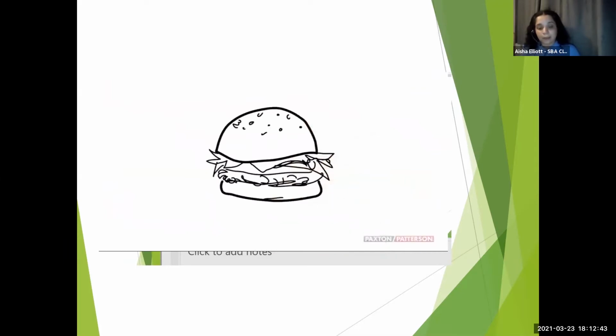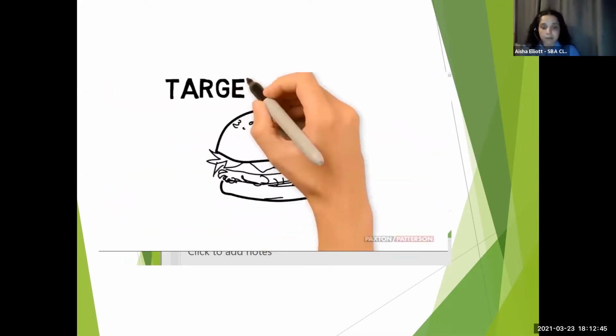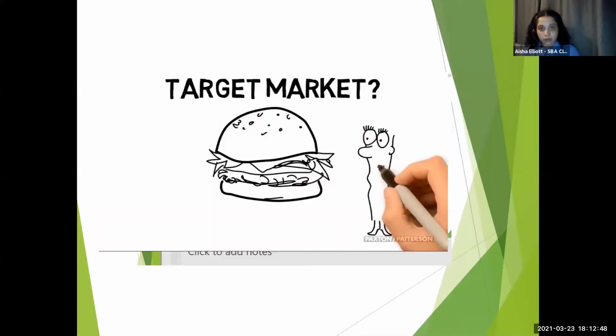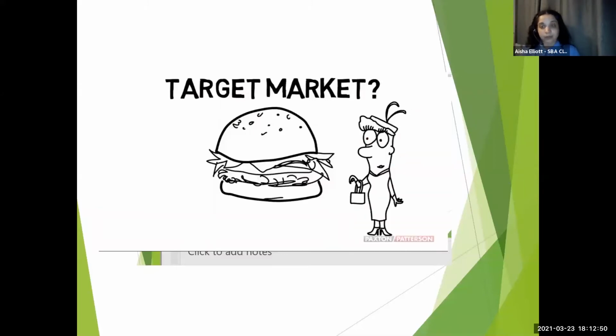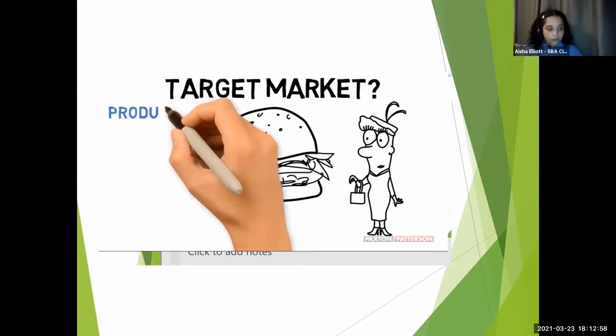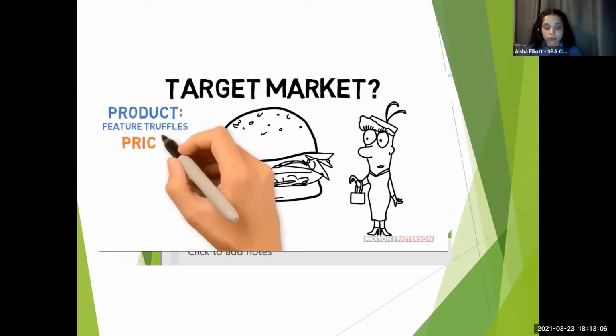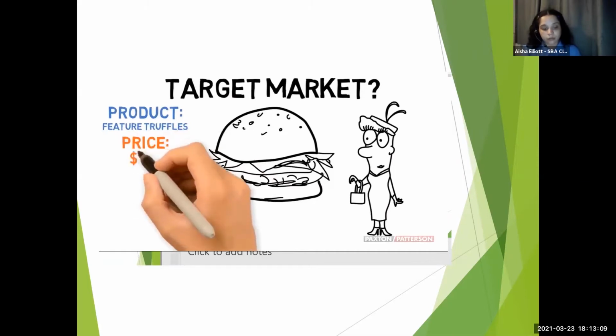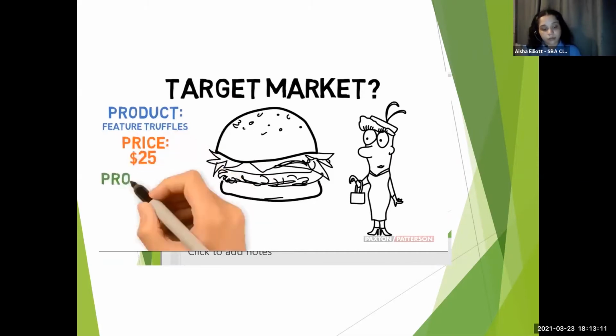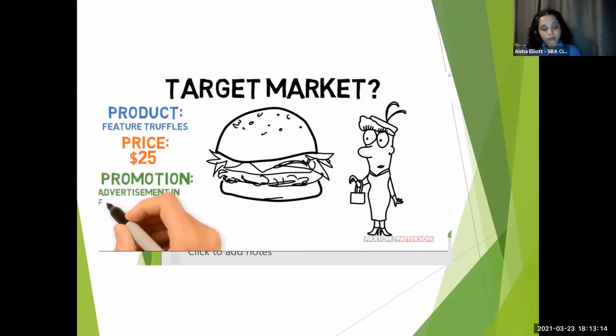Let's say you want to sell hamburgers. Great, but first you need to know your target market. Who are you going to sell hamburgers to? Well, hello there. Your target market will affect your 4 Ps. In this case, you'll want a very high-end hamburger. Consider a product that features truffles, which are super expensive stinky mushrooms. Oh, that sounds delightful. You're going to have to charge a lot because your cost will be high. $25. A good promotion might be an advertisement in Fancy Pants magazine. And a perfect place to sell the hamburger would be at the Polo Club.